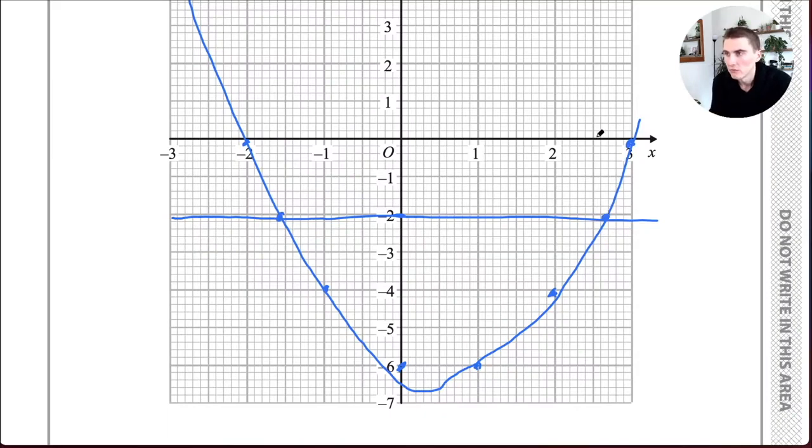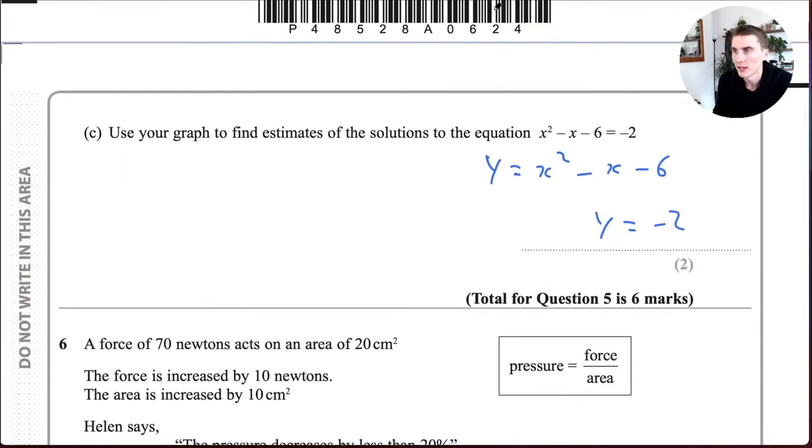This one here is around about, I don't know, 2.6, 2.7. Yeah, we'll say 2.6. And this one over here is about minus 1.6. Because these are the x coordinates of the points where the lines crossed, these are our solutions. So we would just write that down here. I wouldn't have written that over the answer box. So we've got 2.6 and minus 1.6. Those are our two solutions. And that's it. This is an unusual question, but that's how you do them.